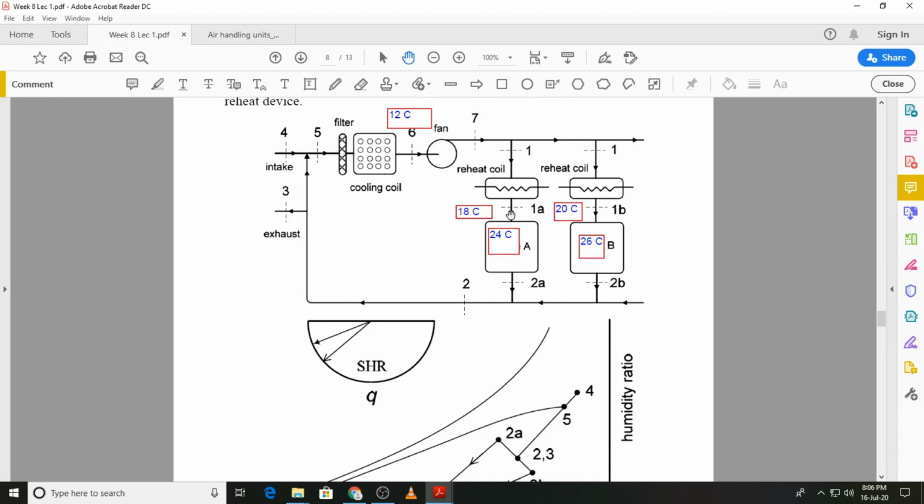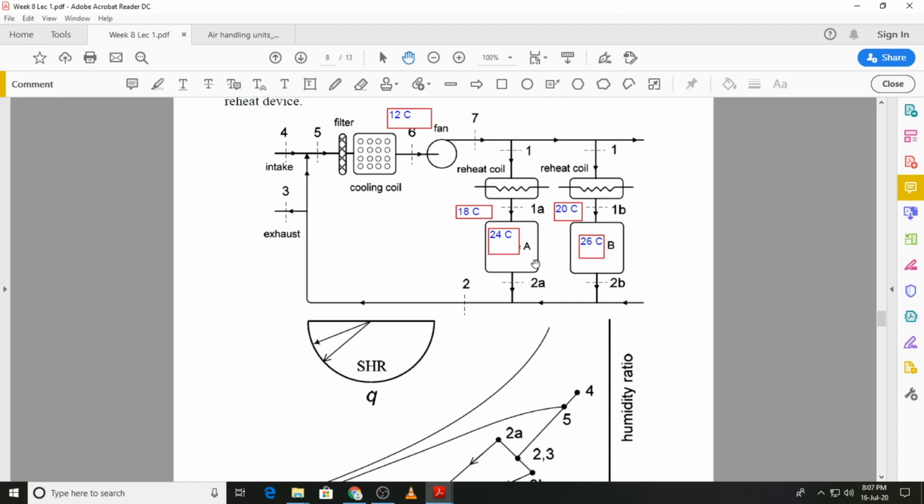So the supply of air at state 1A is at 18 degrees C, and the space is going to be maintained at 24 degrees C. The supply of air at state 1B to zone B is at 20 degrees C, and zone B is maintained at 26 degrees C. What we have done is cooled the air to 12 degrees C. Now this reheat coil will heat up the air from 12 degrees C to 18 degrees C, and similarly it will heat up the air that comes at 12 degrees C to 20 degrees C for zone B. So by this use of reheat coils we are able to meet the requirements of multiple zones.